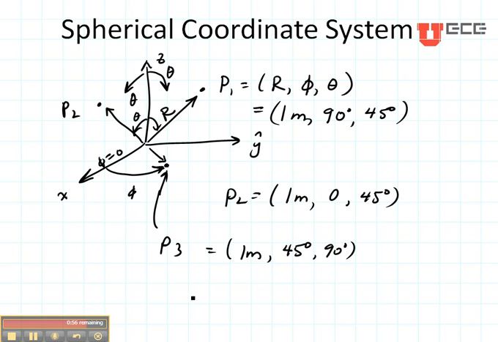Here are the important limits. Phi goes from 0 to 2 pi. It goes around in this whole circle. Theta goes from 0 to pi. It just does 180 degrees like this. So be sure that you pay attention to those specific limits.